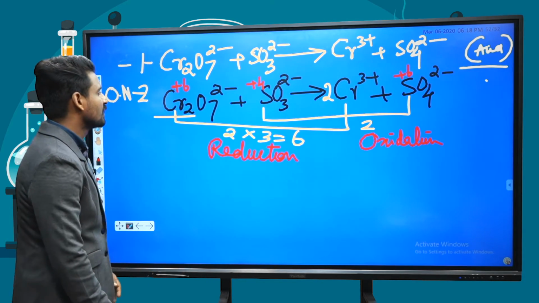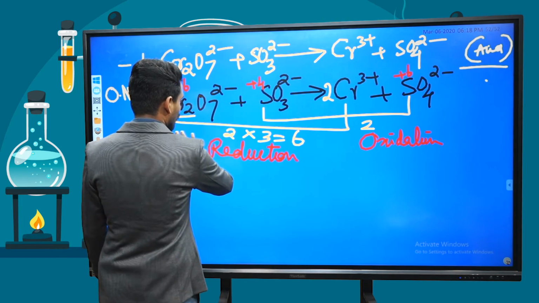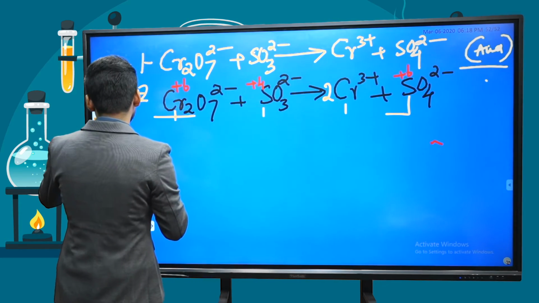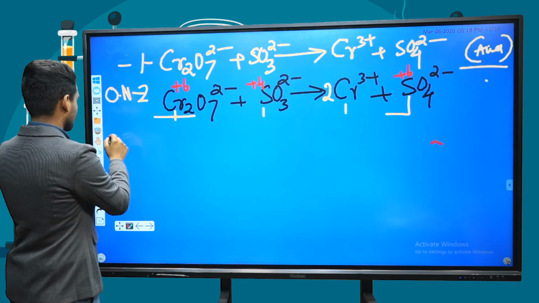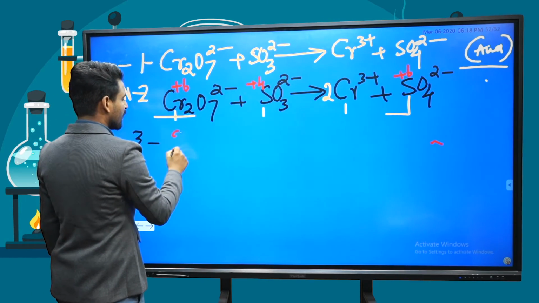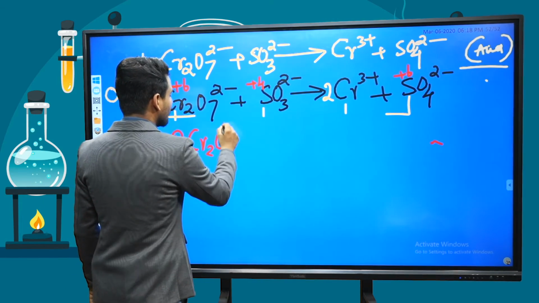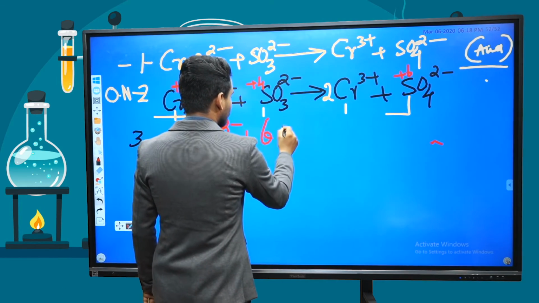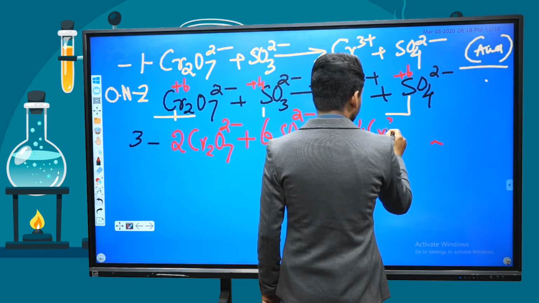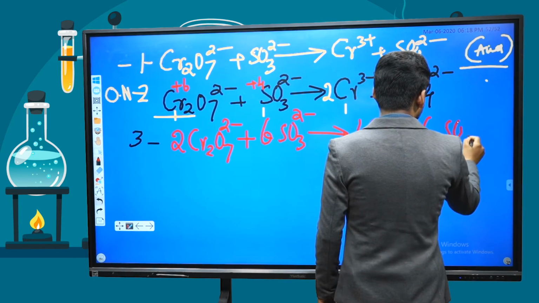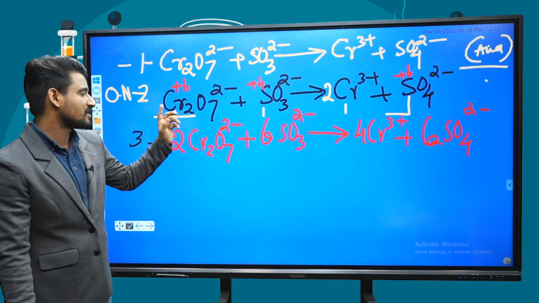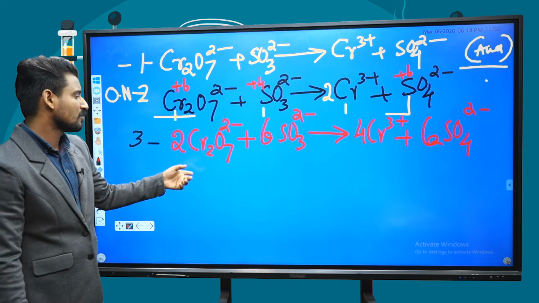That is the next step. So let us consider the next step. We can multiply 6 with sulfur, and 2 should be multiplied with chromium. 2 Cr2O7 2- plus 6 SO3 2- gives 4 Cr3+ plus 6 SO4 2-. So the decrease in oxidation number, that is 6, is multiplied with sulfur, and the increase in oxidation number, 2, is multiplied with chromium.